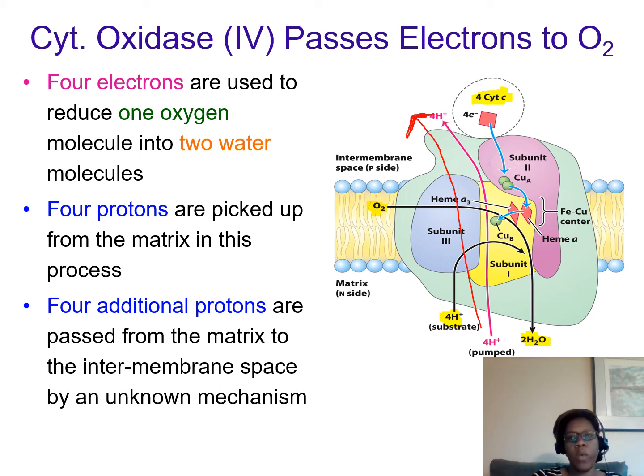So now we've completely transferred all the electrons that we're going to transfer from NADH and FADH2. We have our byproduct, which is water, and we pumped a whole lot of protons out into the intermembrane space and also used some of those protons to make our water molecule.